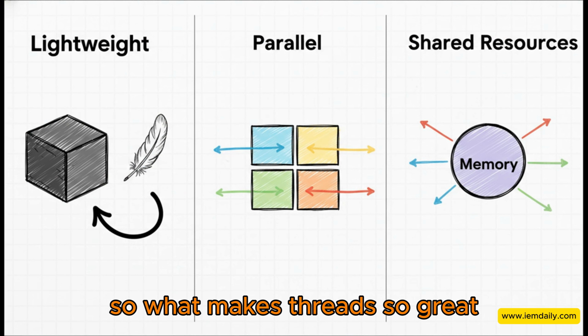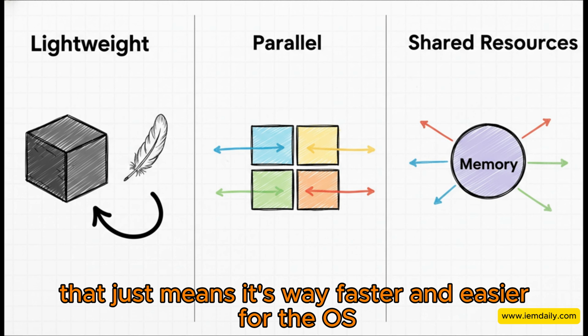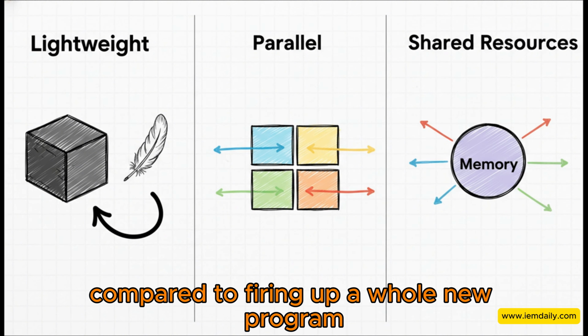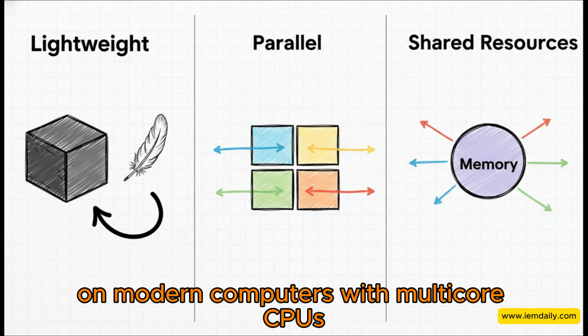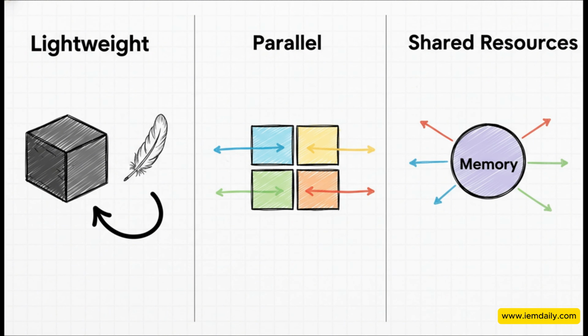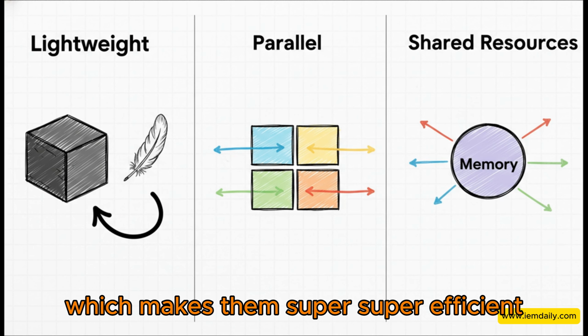So what makes threads so great? Well, first off, they're lightweight. That just means it's way faster and easier for the OS to create and manage them compared to firing up a whole new program. Second, they can run in parallel. On modern computers with multi-core CPUs, different threads can literally run at the exact same time on different cores. And third, they all share resources, like memory, which makes them super efficient.